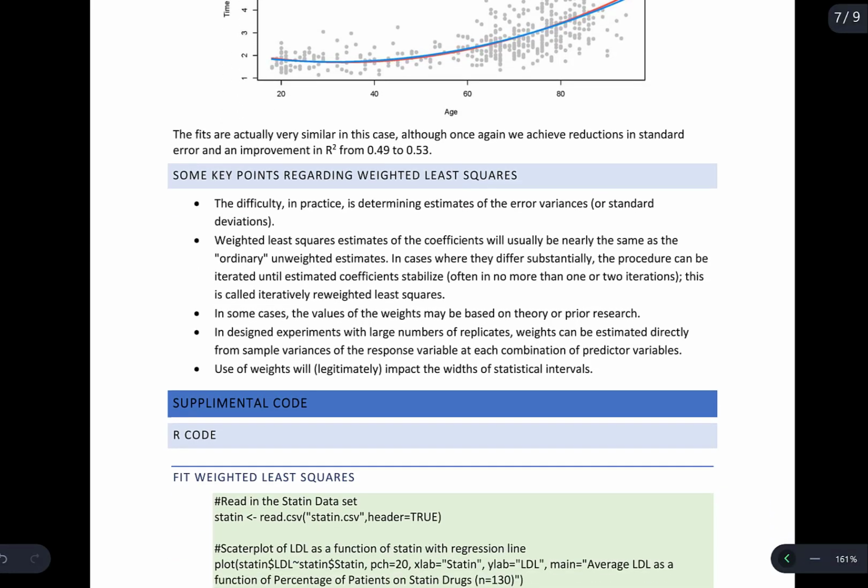So here are just a couple key points regarding weighted least squares. The difficulty in practice is going to be determining the weights. That's always going to be the hardest part. Weighted least squares estimates of the coefficients will usually be nearly the same as the ordinary unweighted estimates. In cases where they differ substantially, the procedure can be iterated until the estimated coefficients stabilize.